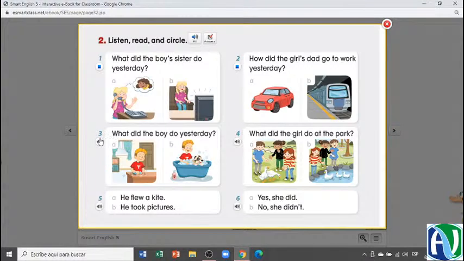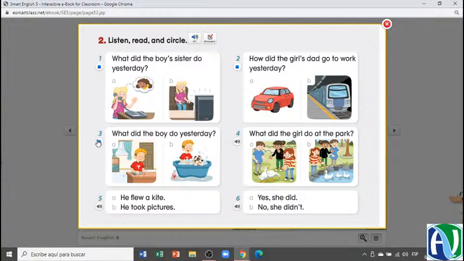Okay, let's go with the number three. Did you clean your room yesterday? No, I didn't. I usually clean my room on the weekend. What did you do yesterday? I washed my dog.